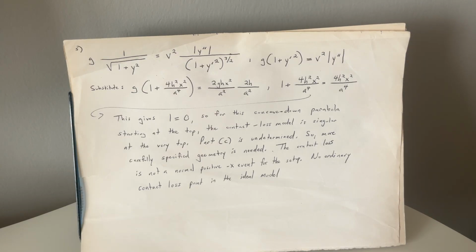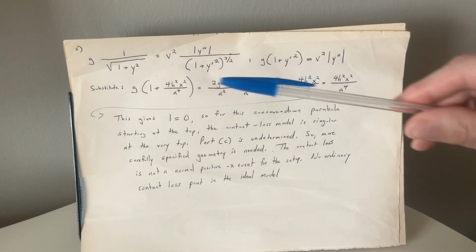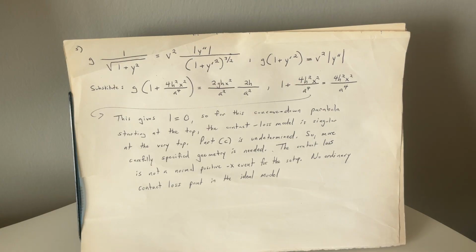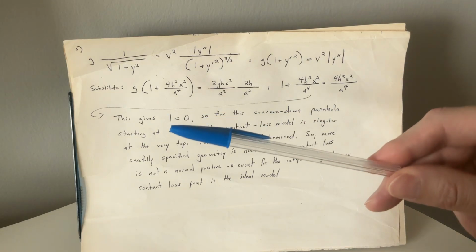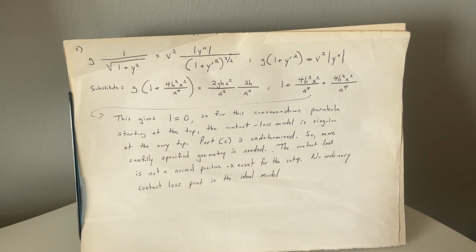y double prime. So substituting here, g times that 1 plus 4h squared x squared over a to the 4th equals 2gh x squared over a squared times 2h over a squared. And 1 plus 4h squared x squared over a to the 4th equals 4h squared x squared over a to the 4th. Now what would happen here, this would give us 1 is equal to 2, which is false.